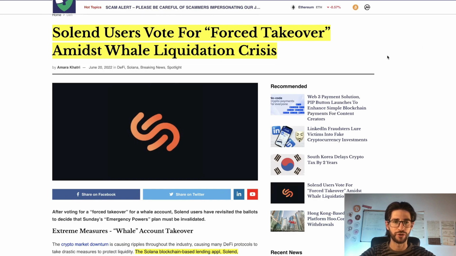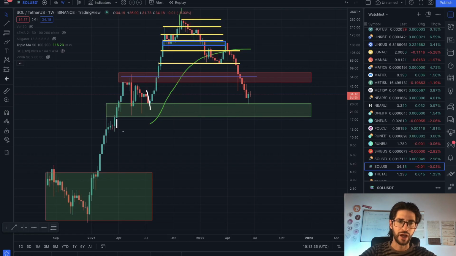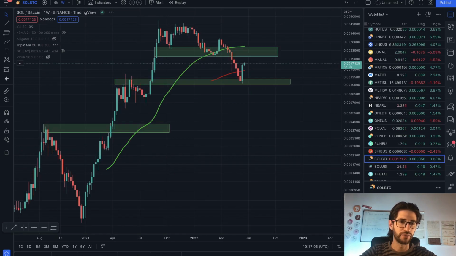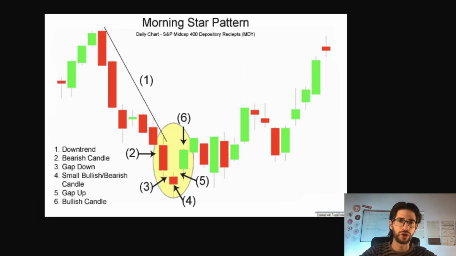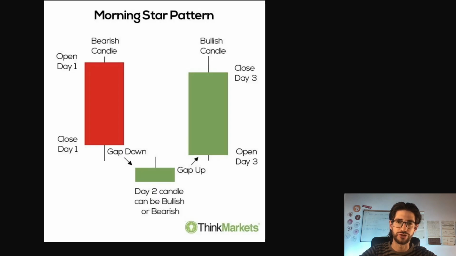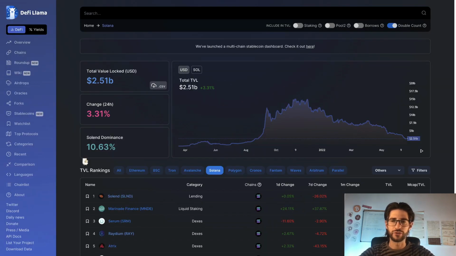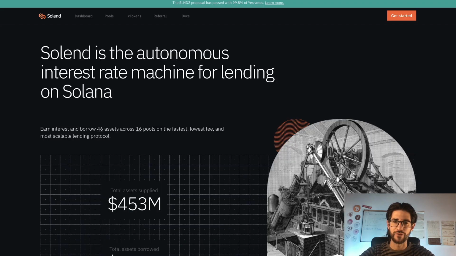We are going to explain a little bit about what that was, how it was caused, and what you will be thinking in terms of the SOL token right now. I am going to do a very good technical analysis of the SOL token against USDT and against Bitcoin, and I will show you a couple of candlestick patterns that I think we could be starting to see in the SOL chart right now. So we are going to cover everything about Solana.